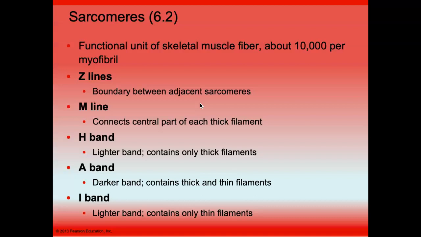The sarcomere is the functional unit of skeletal muscle. There are about 10,000 per myofibril, so gazillions per muscle. And here are the different parts of that sarcomere. We do not need to learn all of these different parts.